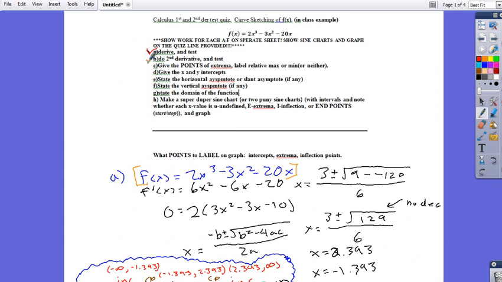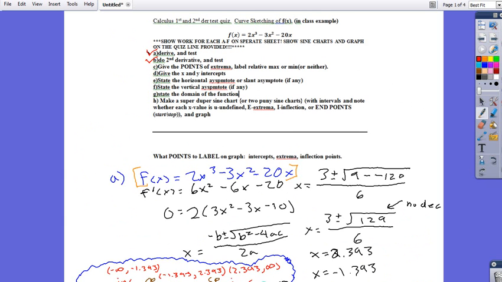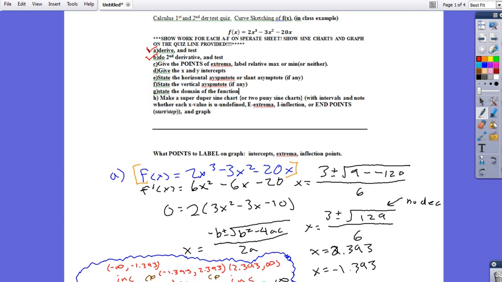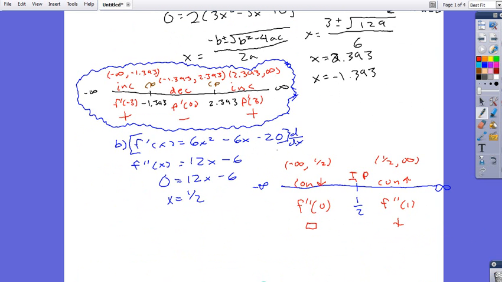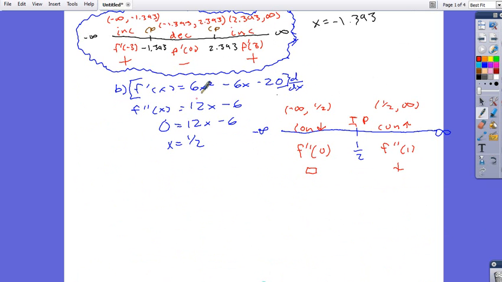Second derivative test. Now we want to give the points of extrema. This is a polynomial, so it's only going to have relative maxima and minima. We only need to worry about the critical points because the endpoints are negative infinity to infinity, so we can't do that. Let's get started on C.